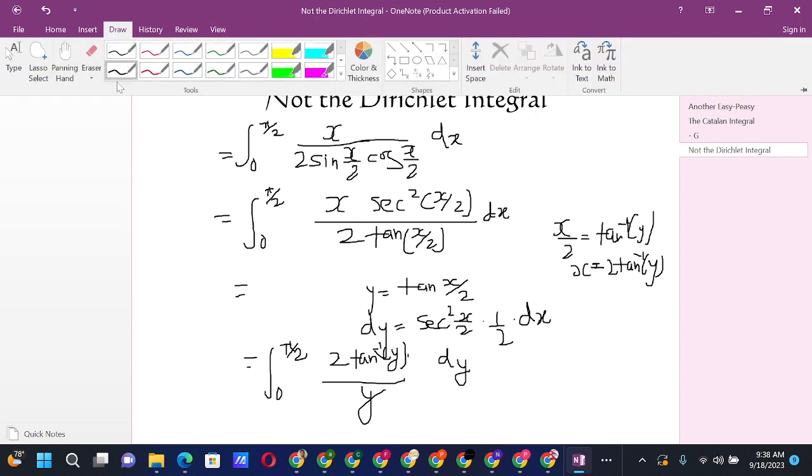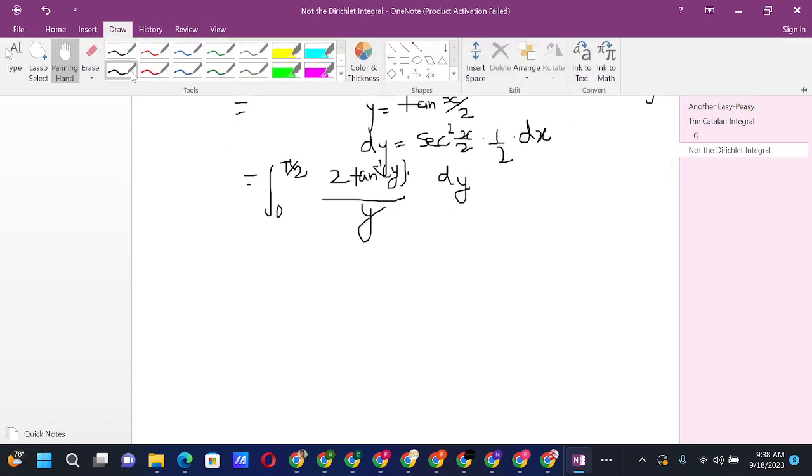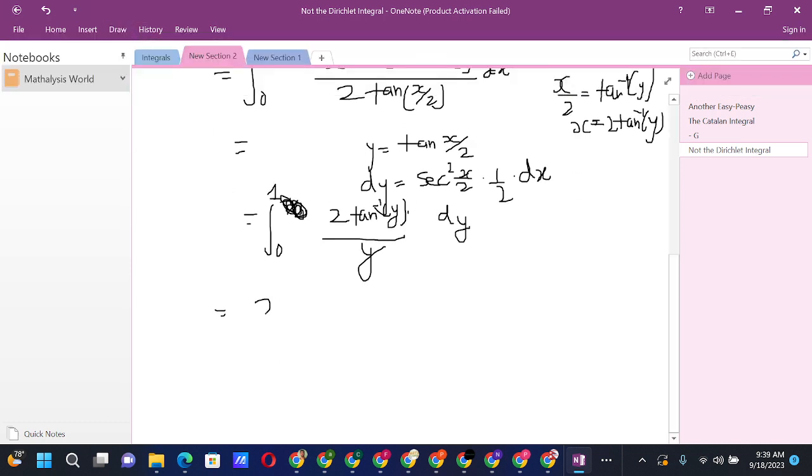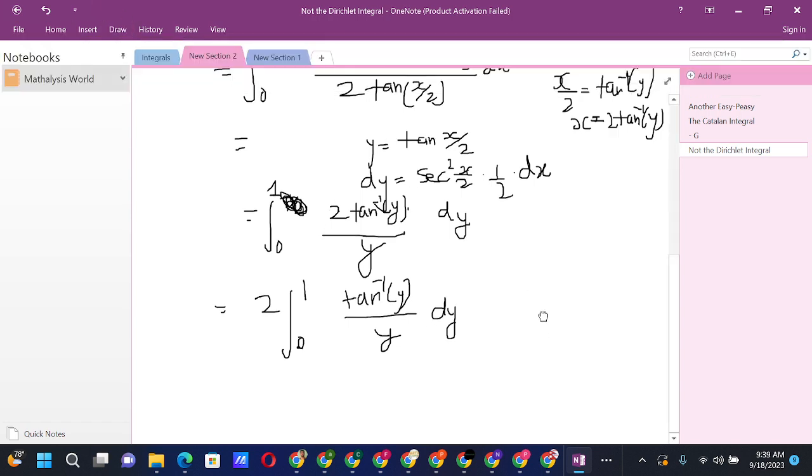So now we have this integral, 2 times tan inverse y, and we have forgotten to change the limits of the integral. When x is 0, y will be tan of 0, so that's just 0 itself. And when x is pi by 2, we have tan of pi by 4, so y will be 1. So now we can take 2 out since it's a constant: 2 times the integral from 0 to 1, tan inverse y over y.